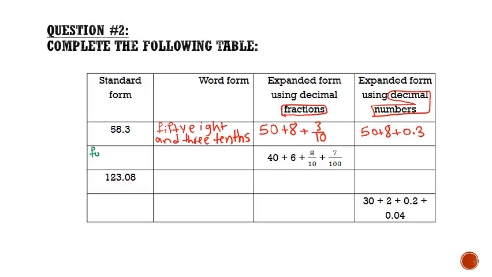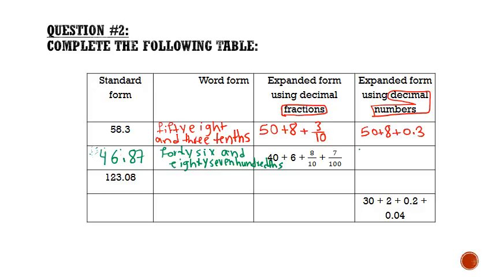It's 46.87. How do I write it in word form? It's 46 and 87 hundredths. Very good, because I have two digits in the decimal part. Is it clear? Now I want the expanded form but using the decimal number.